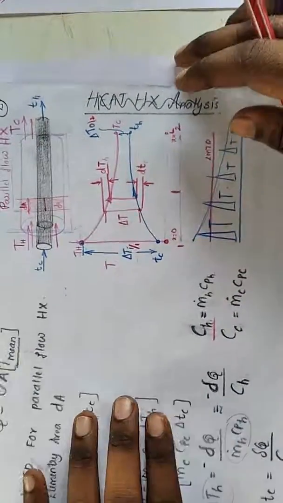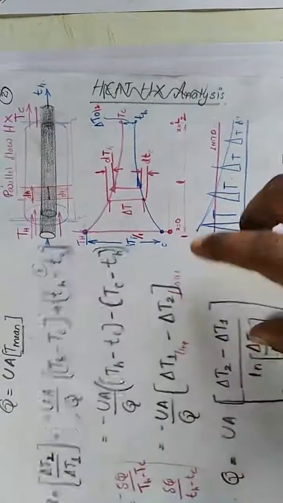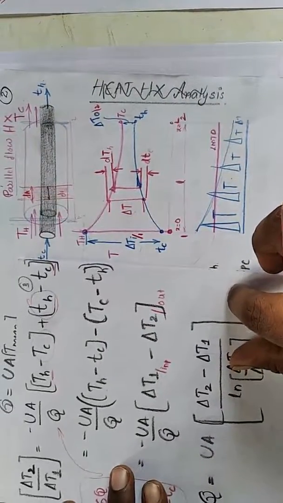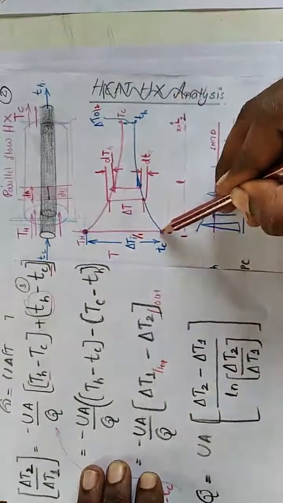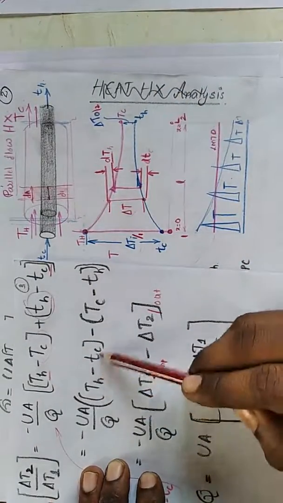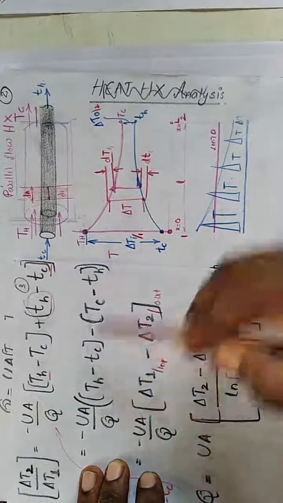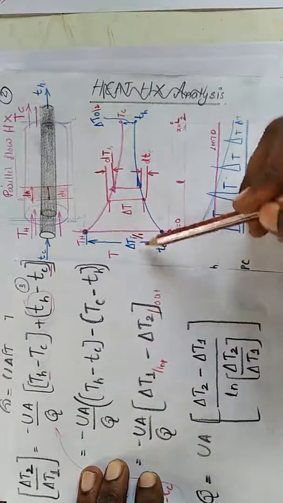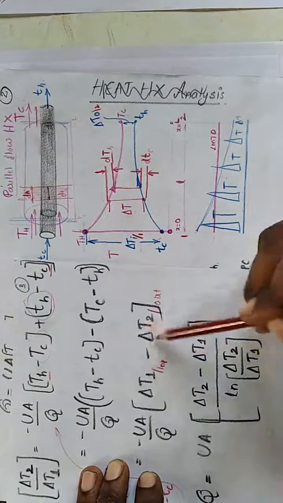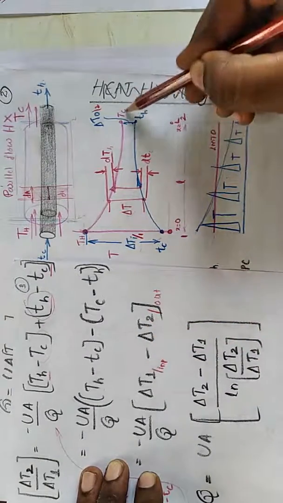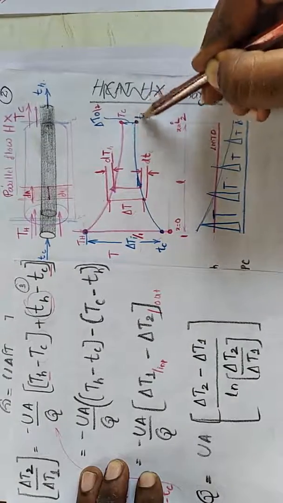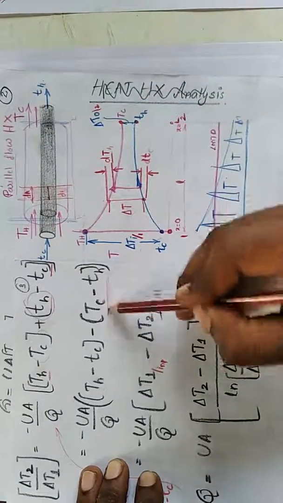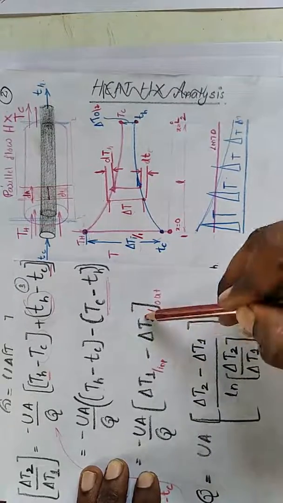From the graph we are able to see this is a capital T_h, this is a small T_c. Here the capital T_h minus small T_c is the inlet side. This is delta T1 minus delta T2, which is equal to, here, capital T_c minus small T_h minus small T_h. This is delta T at the outlet.